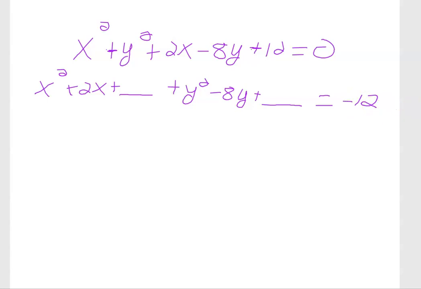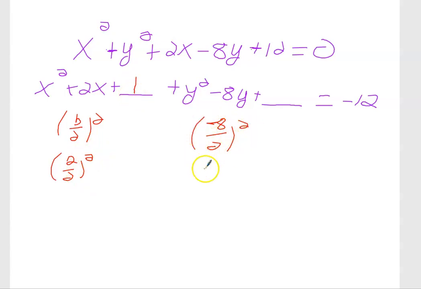So now we're going to fill in these blanks with our little trick of b over 2 squared. So this is going to become 2 over 2 squared. So that's going to become a positive 1. Over here, it's negative 8 over 2 squared. So that's going to be negative 4 squared, which is going to give us 16. And I'm going to add 1 and add 16 to this side. Again, whatever I do to one side, I have to do to the other to keep it balanced.